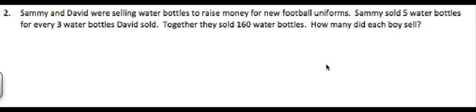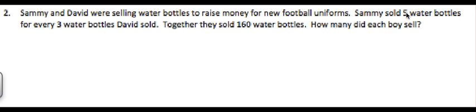In Lesson 5, Exercise 2, we extend our knowledge of tape diagrams to yet another ratio. Sammy and David were selling water bottles to raise money for new football uniforms. Sammy sold 5 water bottles for every 3 water bottles that David sold. Together they sold 160 water bottles. How many did each boy sell?